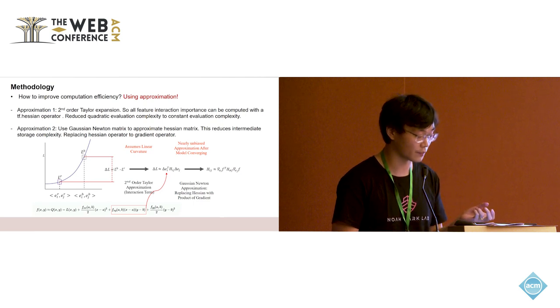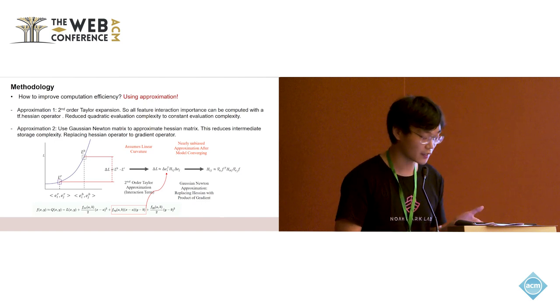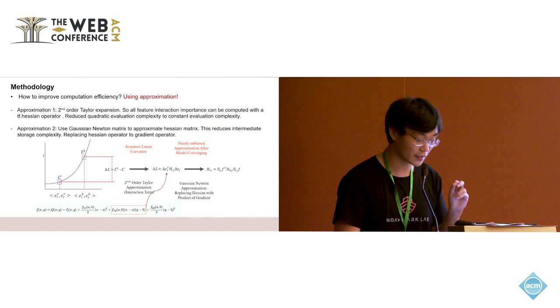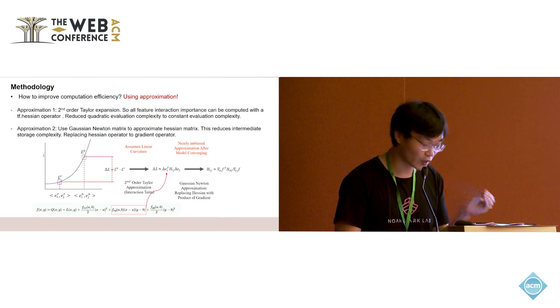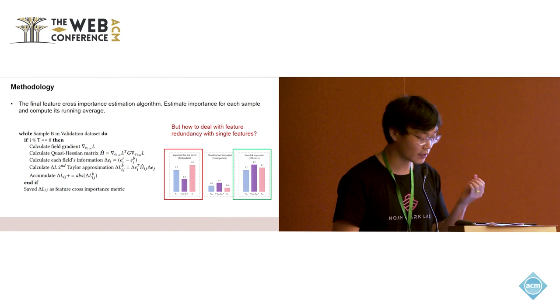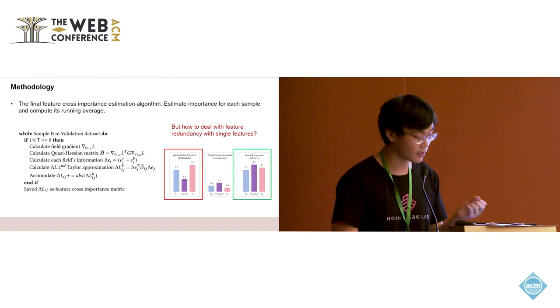But it's not good enough because the Hessian matrix has quadratic complexity with regard to the model parameters. So can we do even better? Yeah, we use the Gauss-Newton matrix to approximate the Hessian matrix. We can do this because our model has already been trained to convergence, so under this situation the approximation can be nearly unbiased. So finally, we only compute the gradient of the loss with regard to the two single features and the Hessian matrix of the loss with regard to the neural network output, and approximate the Hessian matrix. Finally, our algorithm is listed below: for each sample, we compute the loss, compute the Gauss-Newton matrix and input it into the second order Taylor expansion formula, and we can get all possible feature crosses importance.